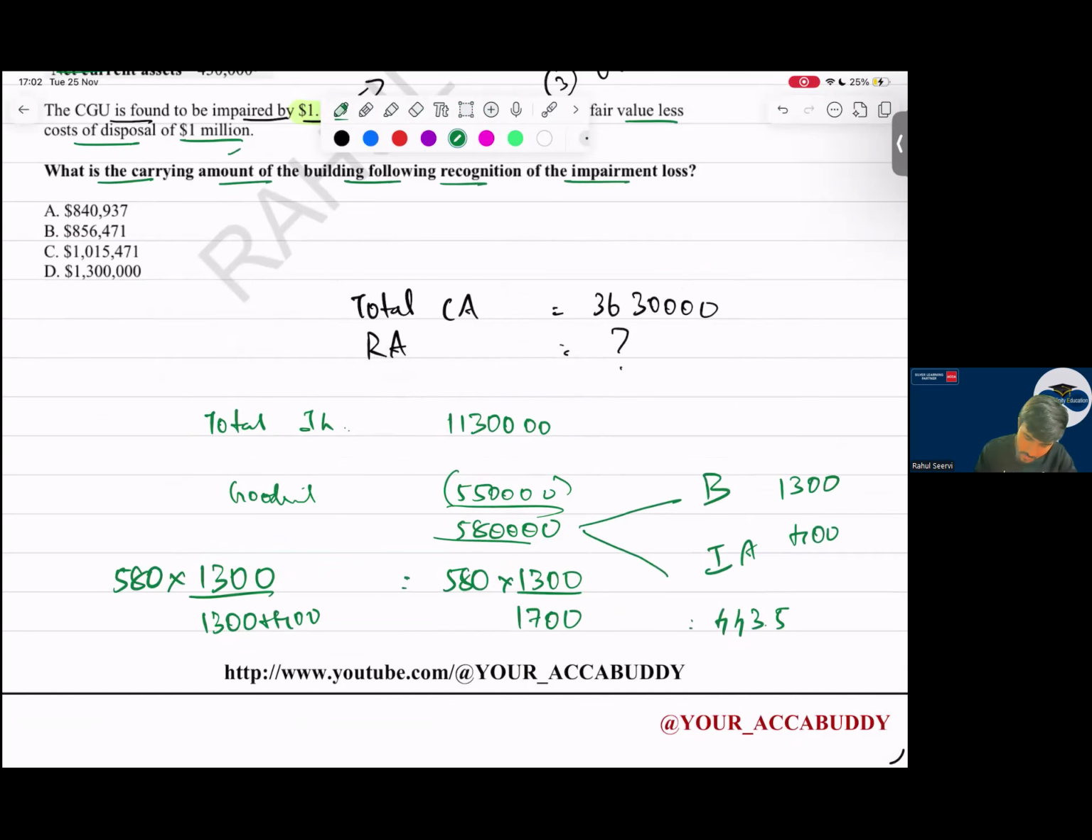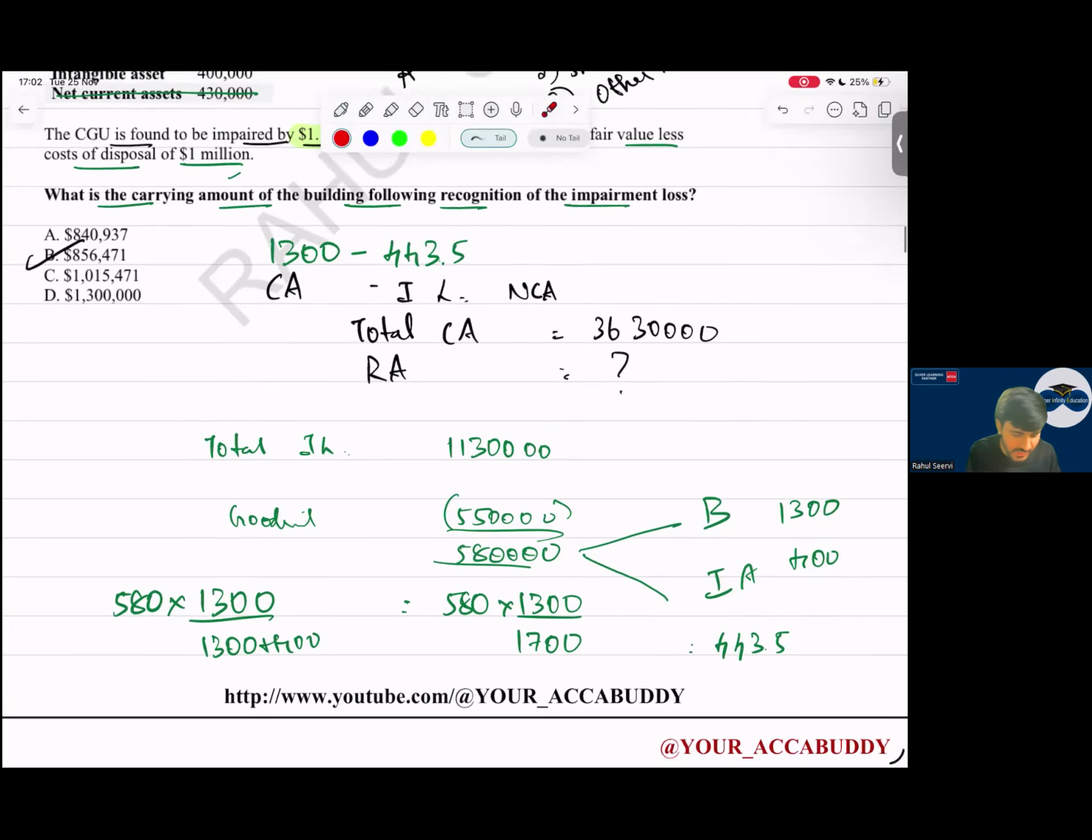So my carrying amount is what? 1,300 minus 443.5. I'm getting 856.5. So the nearest answer is B. So B is the right answer here. Carrying amount minus the impairment loss gives us the new carrying amount. And when we charge depreciation in future years, we charge on this amount.